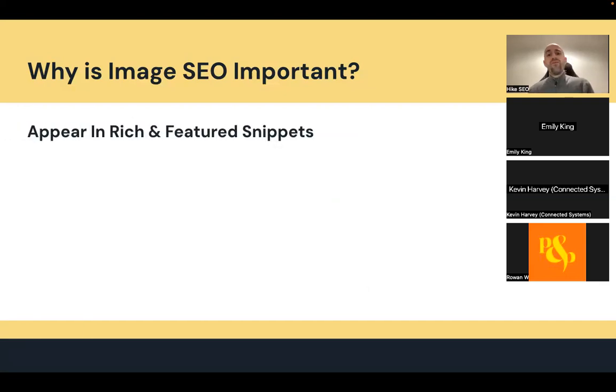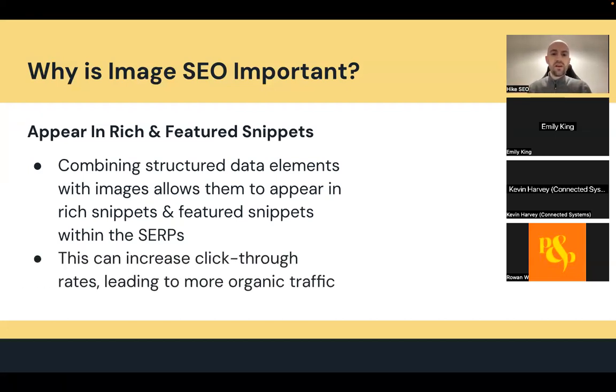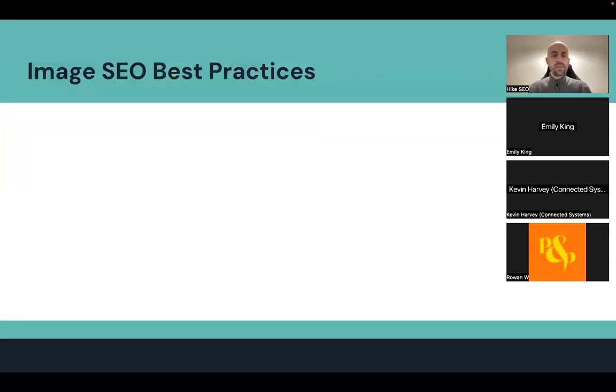Appear in rich and featured snippets. So combining structured data elements like rich snippets, basically schema.org, allows them to appear in rich snippets and featured snippets within the SERP. So when you're searching anything, you'll see that sometimes Google has these little images next to the results pages, and that's it pulling in the images from that website. And that will increase the visibility. It captures attention, increases the click-through rates, things like that. And that leads to more organic traffic.